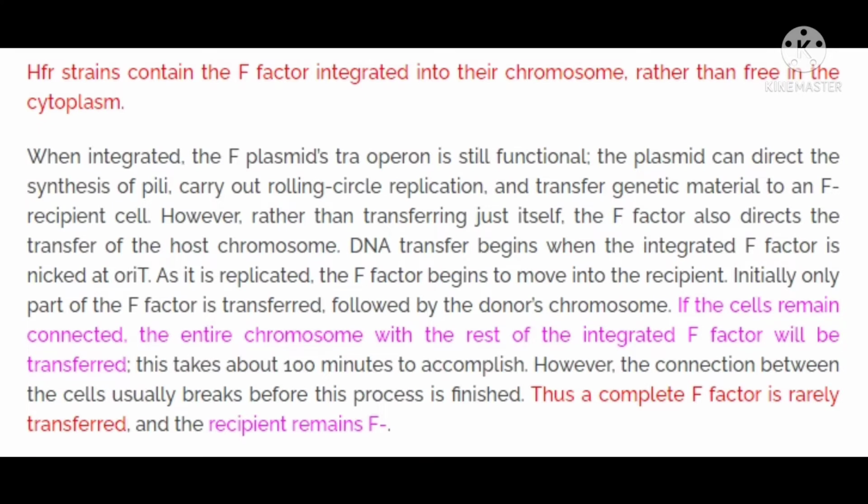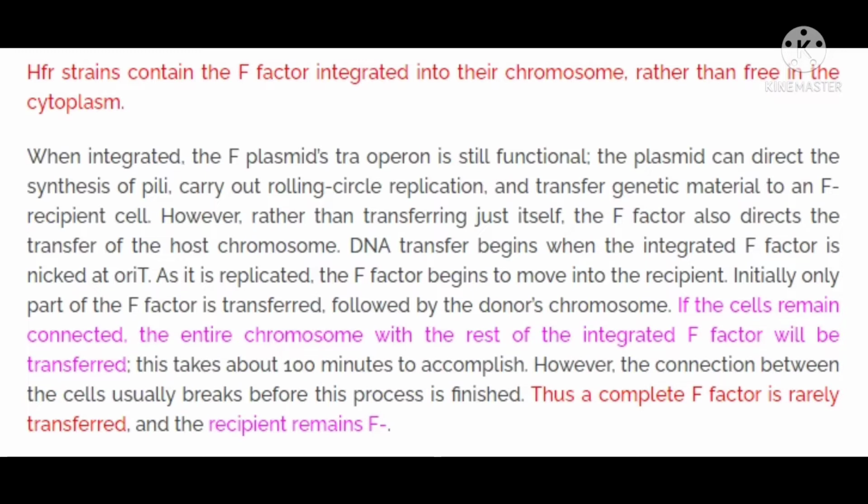Hfr by F minus conjugation. We know what an F minus cell is: an F minus cell lacks the F factor or conjugation plasmid, so that type of cell cannot produce a conjugation tube. Then what is an Hfr cell?